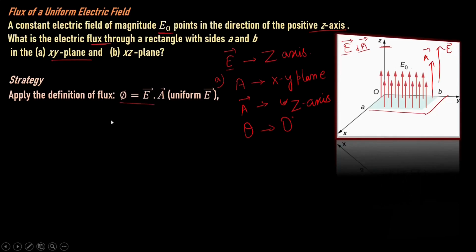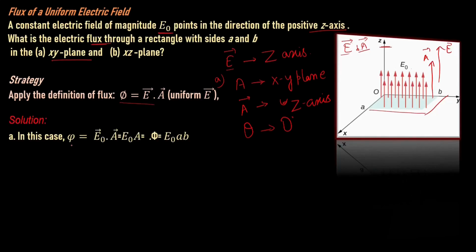So now in solving, again we have to apply the definition of the flux. On applying the definition of the flux, the flux is E · dA. So here if we solve it, flux becomes E naught dot product of the area vector, and this time when we open the dot product, we get E naught A cos 0 degree. And we know that the value of cos 0 degree is 1. So it becomes E naught A.